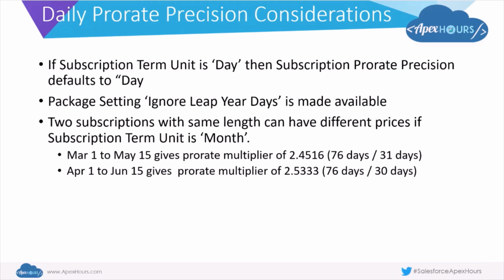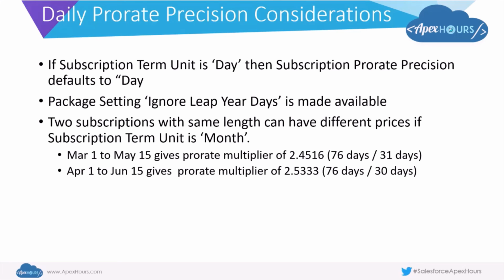Also, if you select a daily prorate precision, you have an additional package setting which becomes available to you called ignore leap year days. What this does is simply as it says, it helps you ignore the leap year days. So February 29th of the leap year will get ignored. So in the examples which we looked at where you are dividing by 366 versus dividing by 365, depending on whether the year was a leap year or not, that gets removed and you're always dividing by 365.